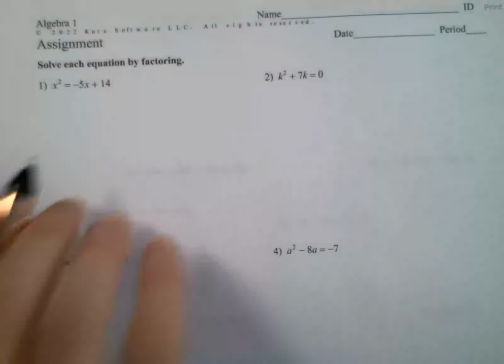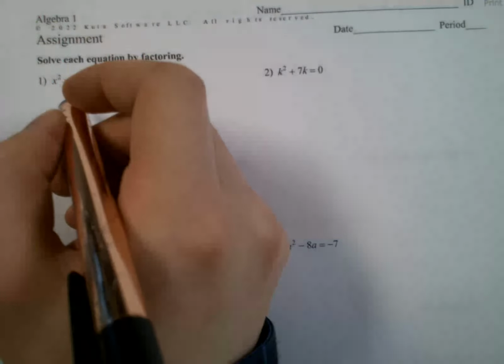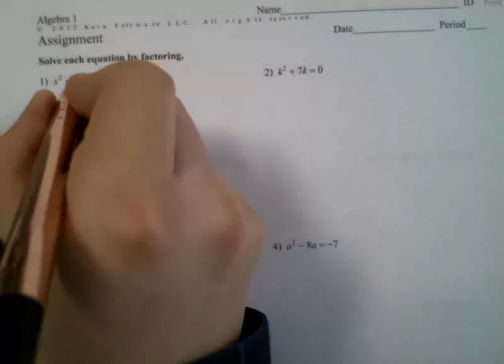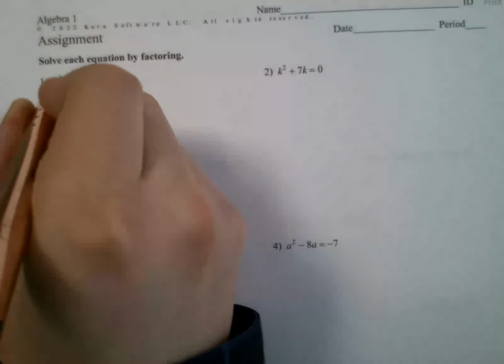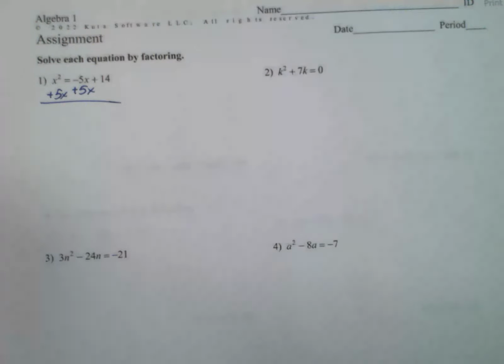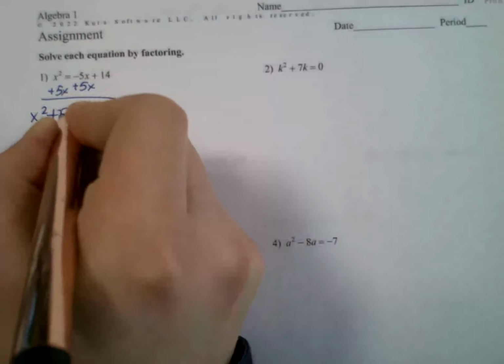Now, first thing, however, let's figure out how we're going to do that. I'd recommend getting everything to one side, obviously. You can't factor it like this. Got to get everything to one side. So what I'm going to do is add 5x to both sides first. Okay, so we're going to add 5x to both sides. That gives me x squared plus 5x equals 14.